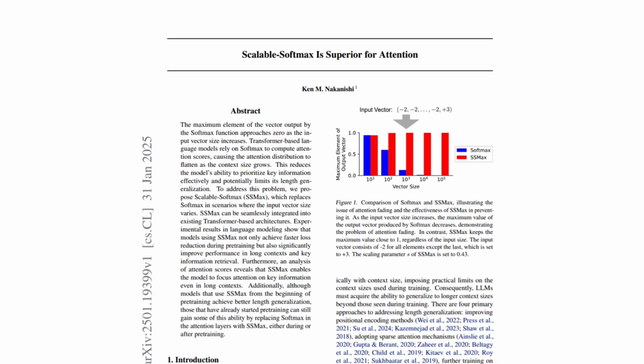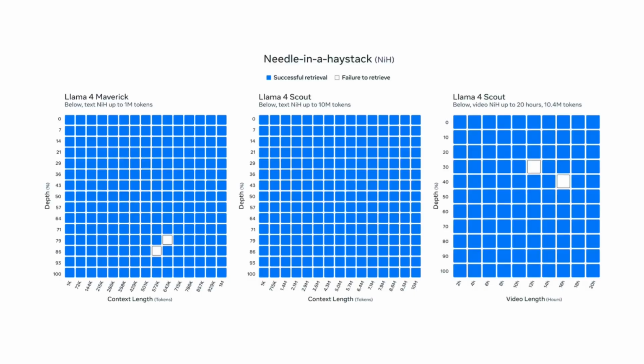The core idea for this last bit is that the maximum element of the vector output by the softmax function approaches 0 as the input vector size increases, causing the attention distribution to flatten as the context size grows. So having a scalable softmax helped dampen this effect a bit. These changes had an impact on the ability of the core models, Maverick and Scout, to manage very long contexts. As you can see here on the middle and right side, Scout can find a needle in a haystack up to 10 million tokens, or 20 hours of video content.